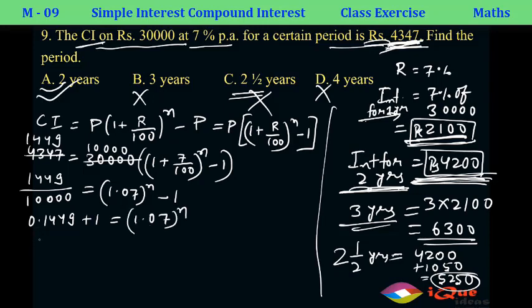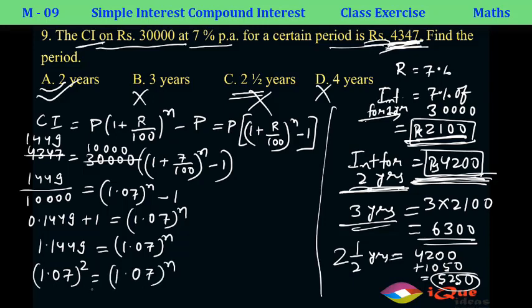Now this becomes 1.1449 equal to 1.07 to the power n. Now if you look at this closely, 1.1449 is actually 1.07 square, and this is where you will find this method a little difficult, right? Because you might not remember the square, or it will not be very easy to factorize.